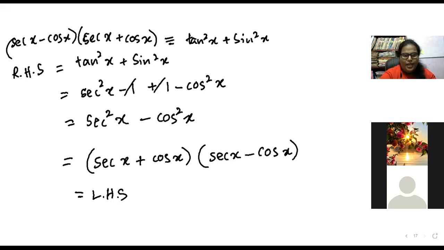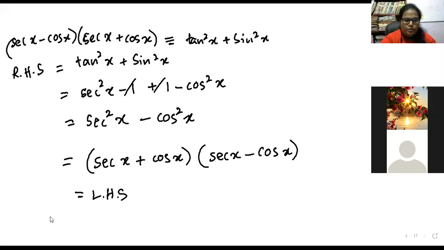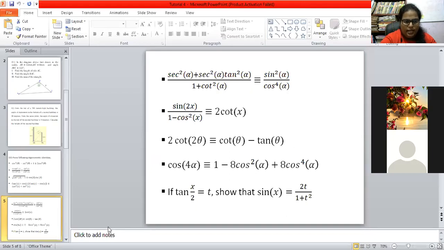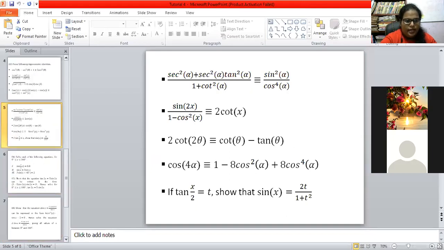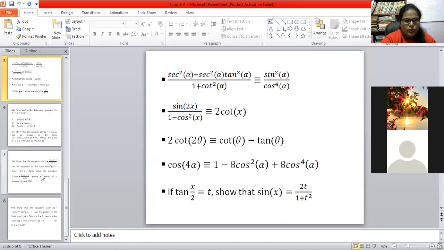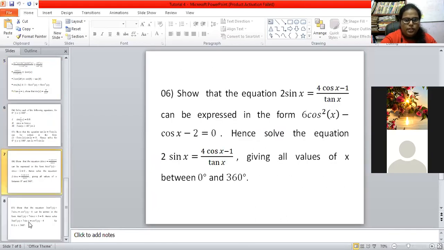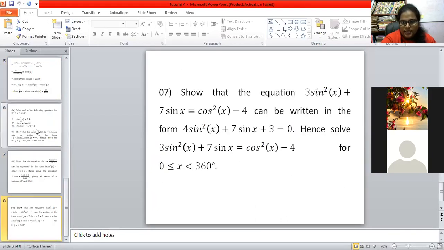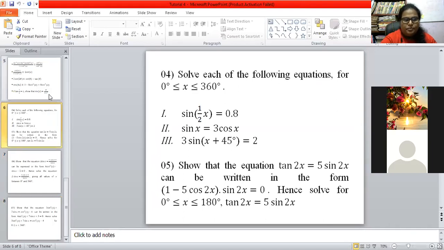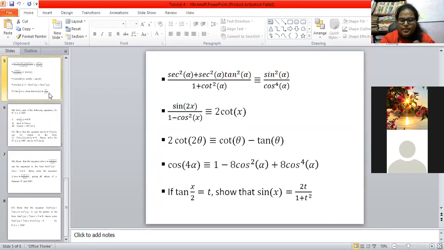So I'm stopping the tutorial session from this, right? You have to prove all these identities, and in the next questions, you have to solve trigonometric equations, right? So I think we can discuss all these things next week.